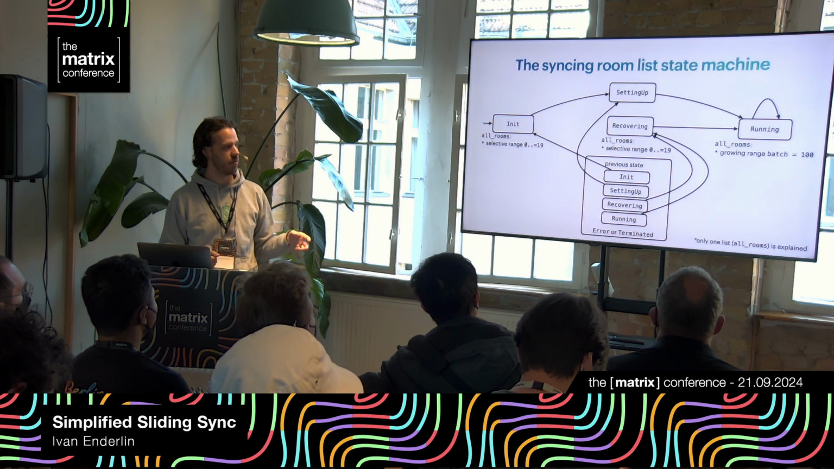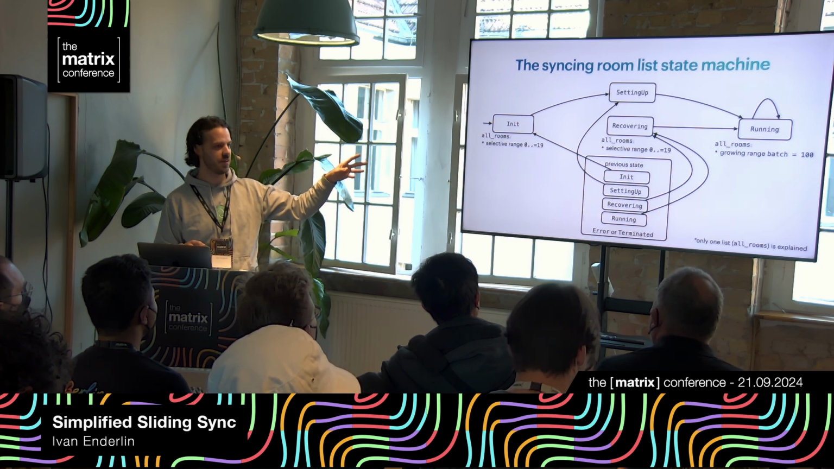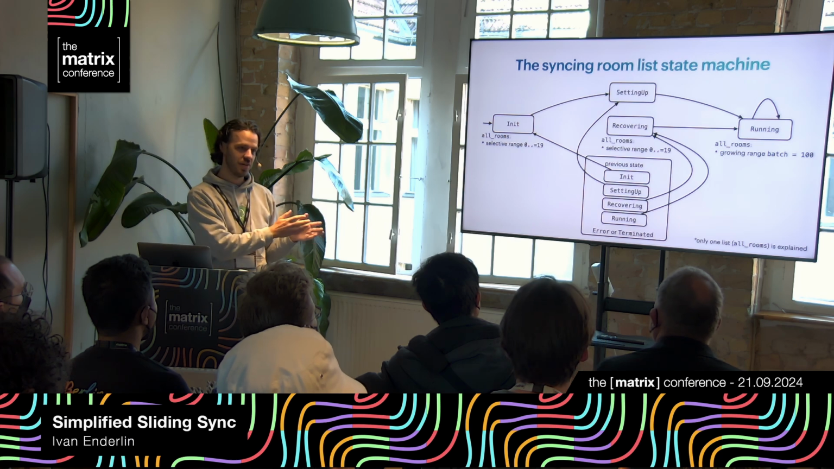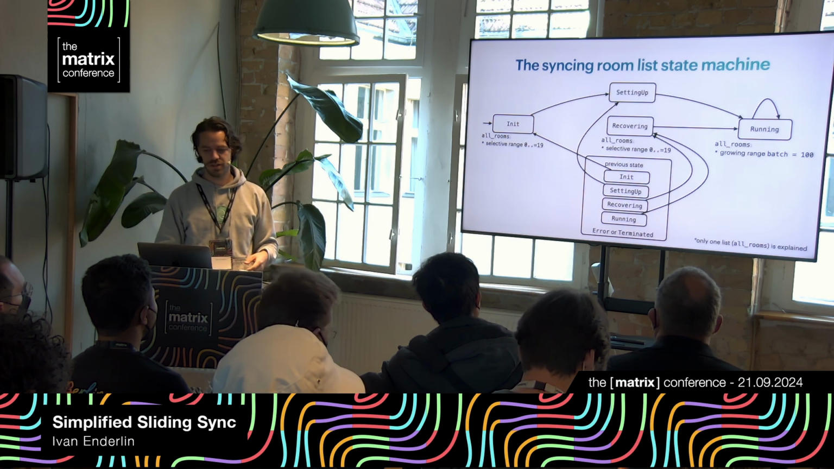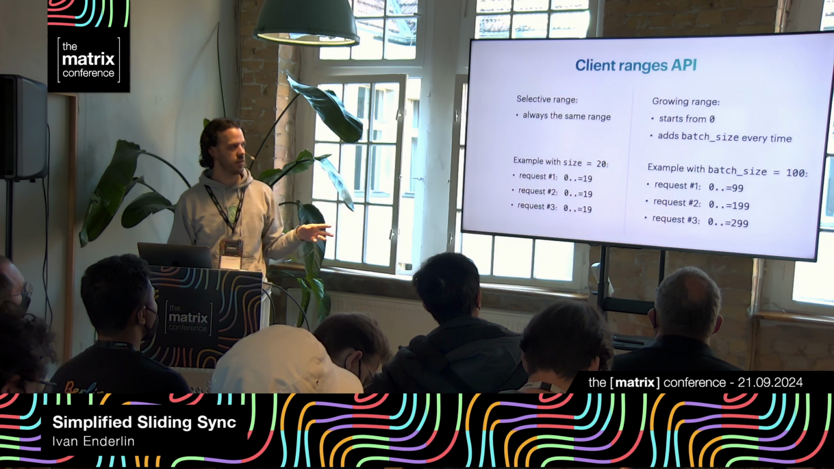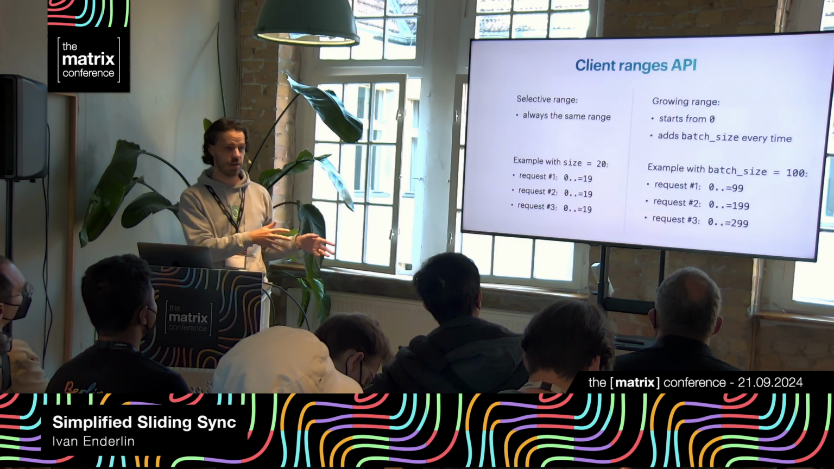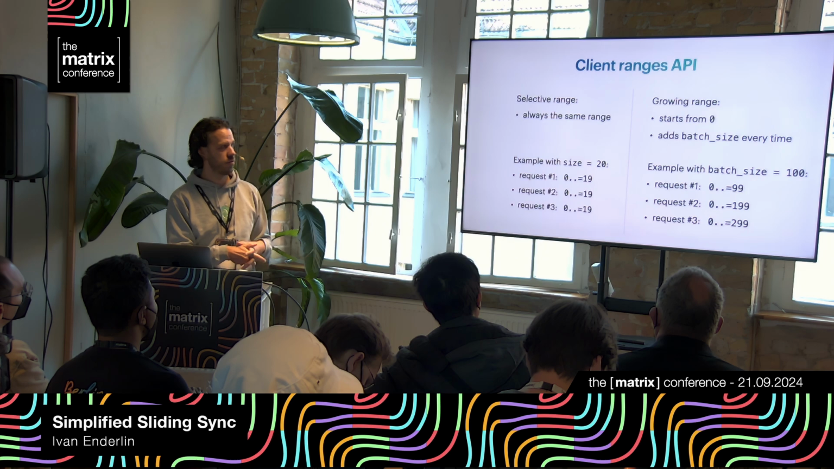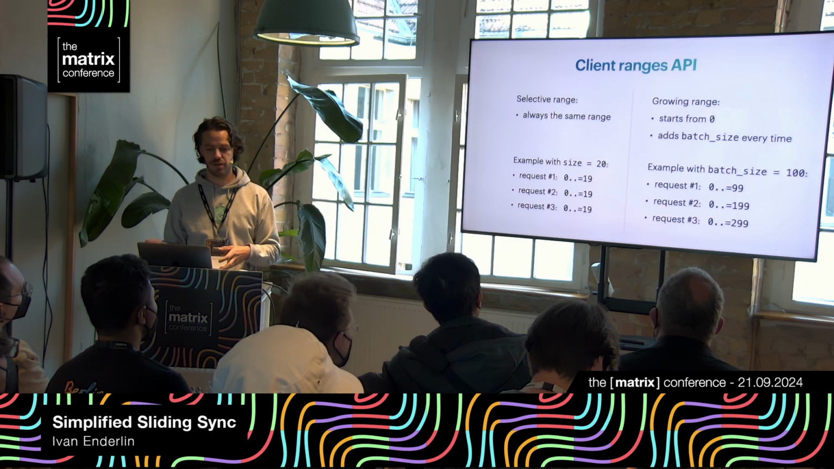And when we have an error, we can recover, so we enter the recovering state, and then we jump back to a small list, and then we increase again. So this is pretty flexible. And those client ranges APIs are not part of sliding sync. It is only client specific. So we have selective range and growing range.